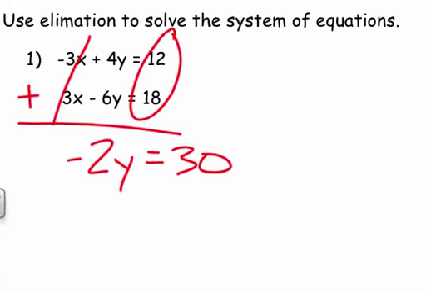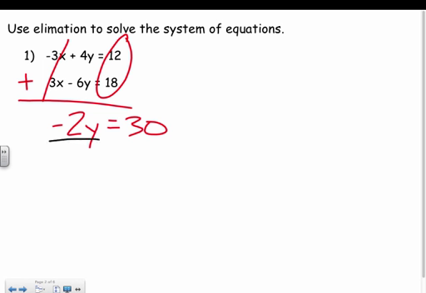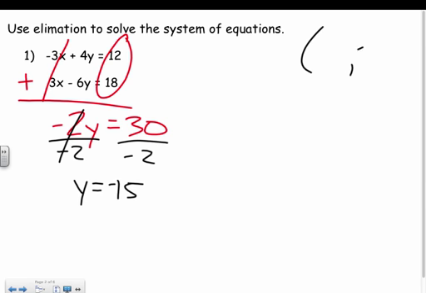Now, to finish solving this, I have to solve for y, so I divide by negative 2, which gives me y equals negative 15. So that's part of my answer. I know that y is negative 15. Remember, all of our solutions are an ordered pair. And now I have to plug back in and solve for x.